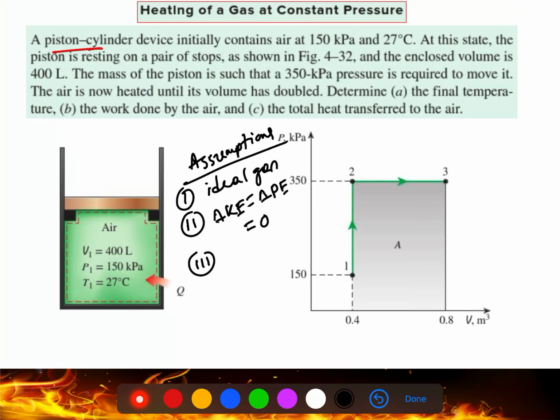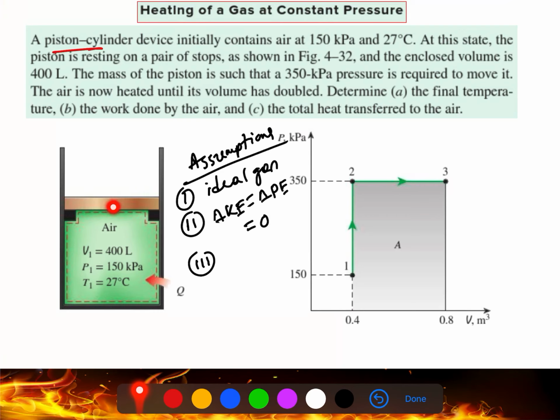Initially the volume was 400, and we need to make it double. The volume remains constant until the piston is moving. This is true, because if the piston is not moving, the volume will not change. So the other assumption is the volume remains constant until the piston starts moving, and the pressure remains constant afterward. We need more pressure if we want to move this piston.